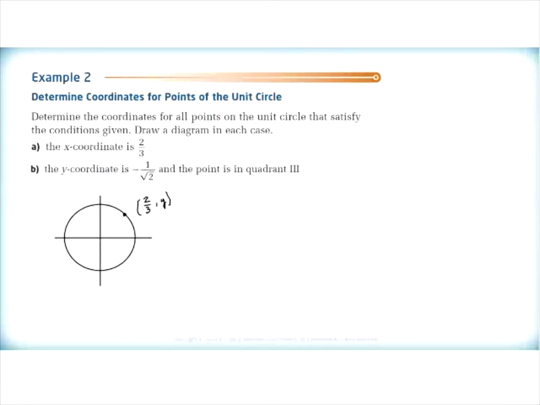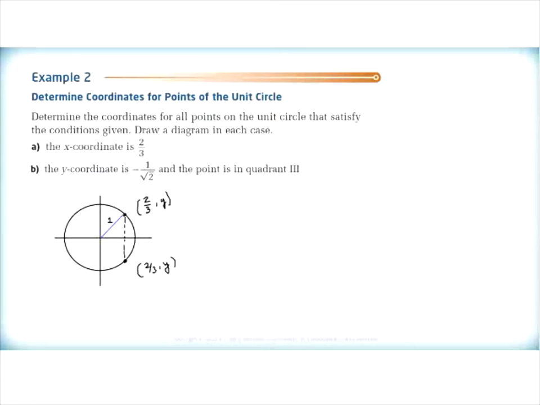Now we should also recognize that on a unit circle, the coordinate 2 over 3 also occurs right here, because we know that x is positive in both quadrants 1 and 4. So we're trying to find the y-coordinate of this unit circle. So again, because it's a unit circle, we know that the radius is 1. So I'll just construct the radius here for you.